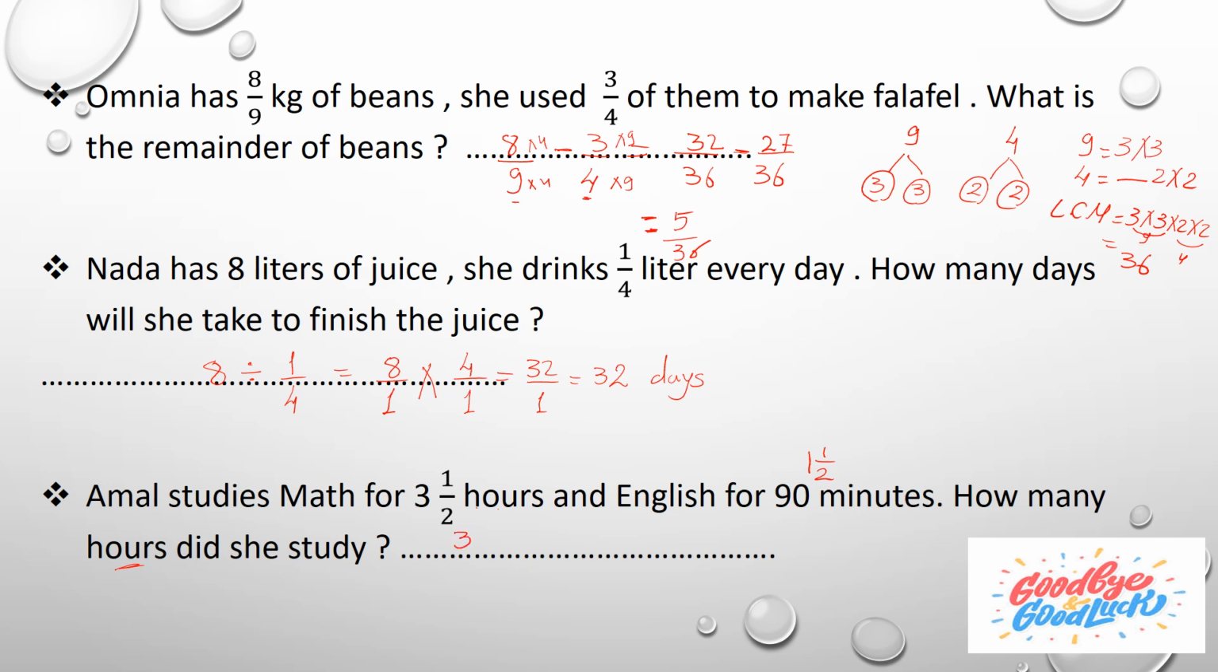So I'm going to add 3.5 plus 1.5. Whole number plus whole number: 3 plus 1, 4. 1 over 2 plus 1 over 2, 2 over 2. 4 and 2 over 2 equals 5, so she studied 5 hours.